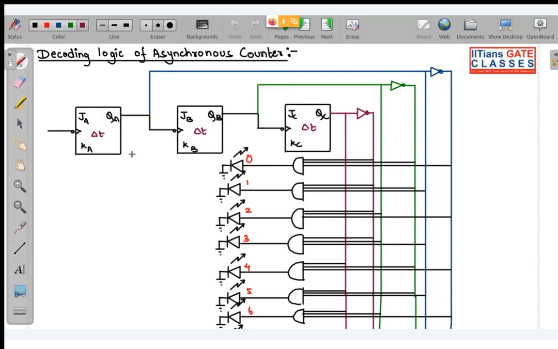See, you are giving negative edge triggered. And the clock pulses are taken from the non-complemented output. So different means this is an up counter. Very quickly you can say.